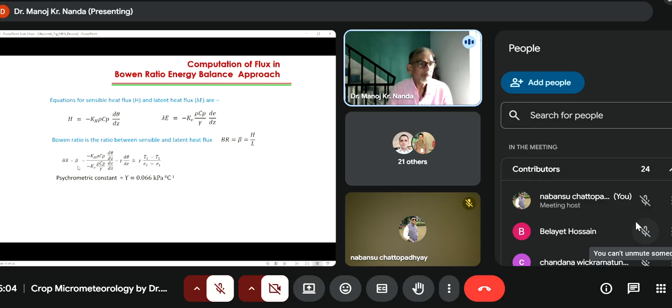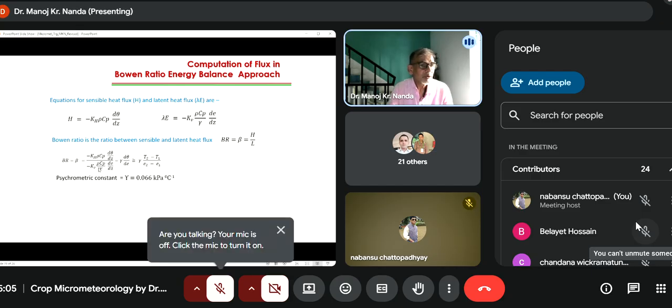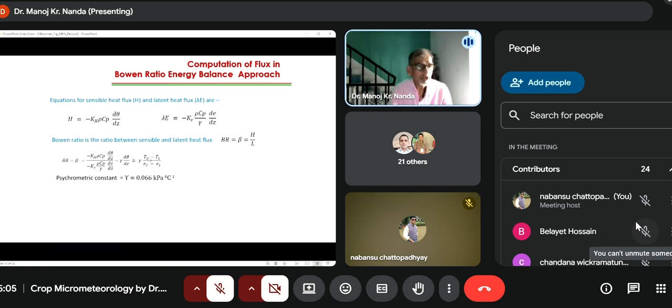So, this is what I have done. I first compute the beta. For that computation, you take the ratio of these two, and most things are cancelled because under neutral condition, KH is the same as KW, as you know. Cp cancelled, rho cancelled, only psi is remaining and delta z cancelled, and you are getting psi into d theta by dt or psi into (T2 minus T1) by (e2 minus e1).